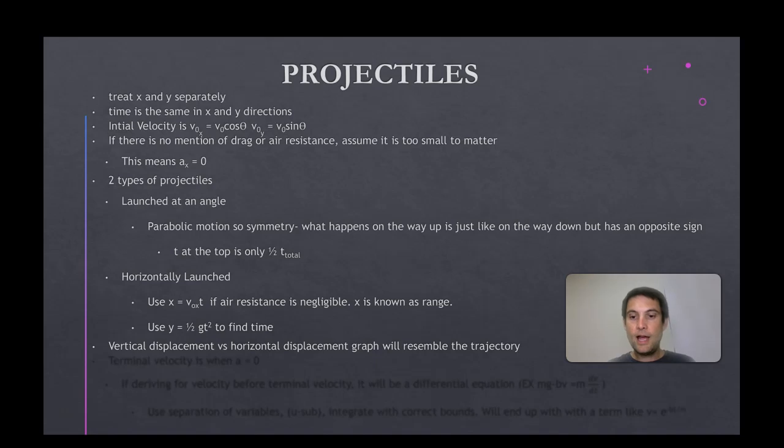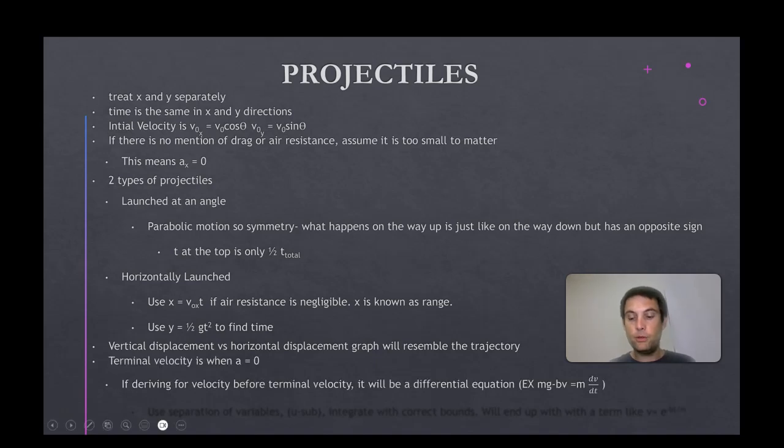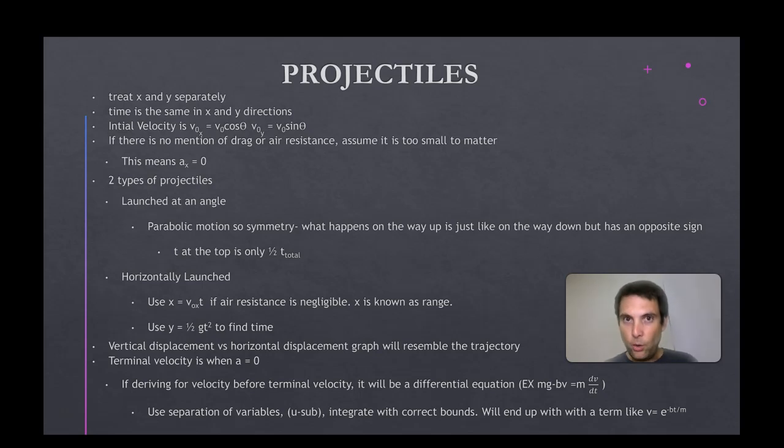Terminal velocity happens when a equals 0. So that means when all of your forces balance out. If we're deriving for velocity before terminal velocity, in Physics C, it will be a differential equation. For example, mg minus bv equals m times dv dt. For any differential equation that we come into, remember, differential equation implies that we have a changing quantity. Could be a changing x, could be a changing acceleration, whatever it is. We have some changing quantity, so we use the math of change.